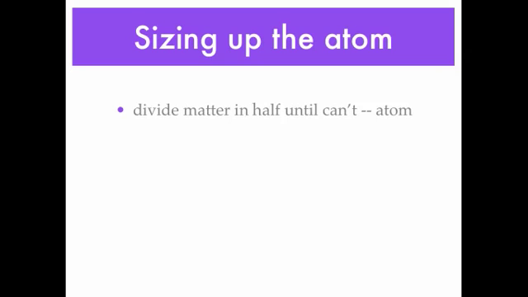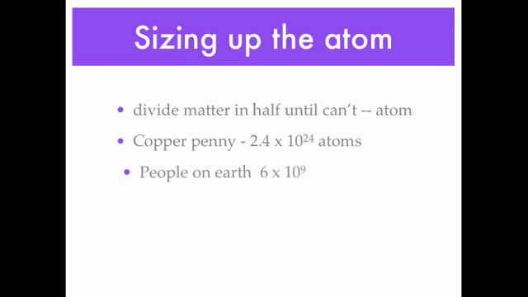All right, let's talk a little bit about sizing up the atom. We talked about dividing in half until you can't anymore; that's the atom. To give you an idea of the size of an atom, in a penny there are 2.4 times 10 to the 24th atoms. In other words, a 2, a 4, and 23 zeros. That's how many atoms there are in one penny. It's hard to even think of numbers that big.